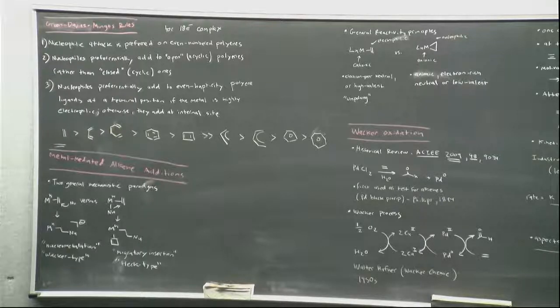And so when in doubt, you can ask yourself questions like, what is the oxidation state of the metal? Is it electron-rich? Is it electron-poor? Is it cationic? Is it anionic? Is it neutral? That can help guide your thinking about which mode of reactivity to expect. Okay, any questions on these general principles?